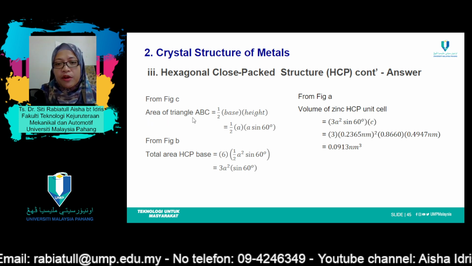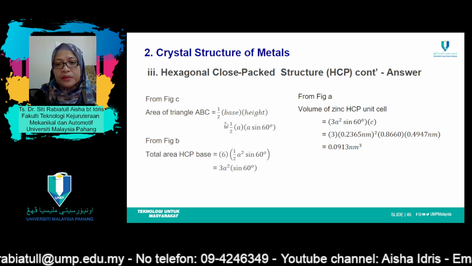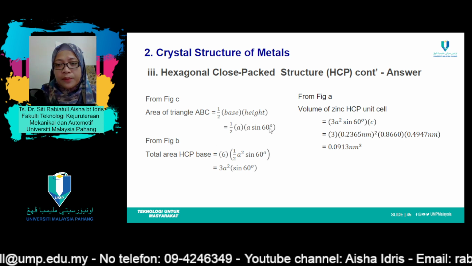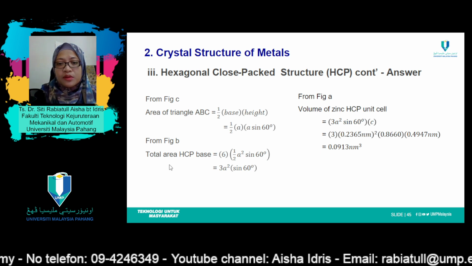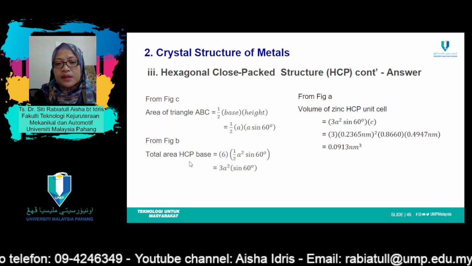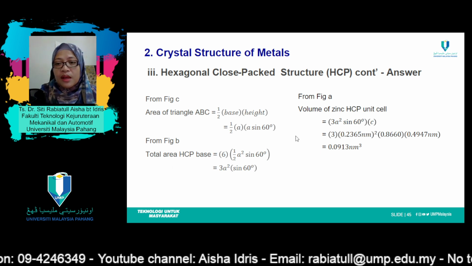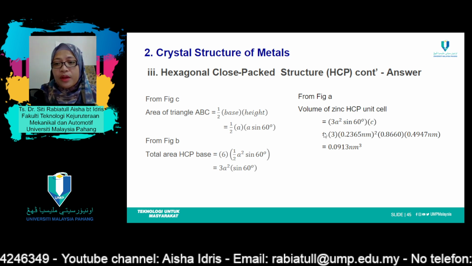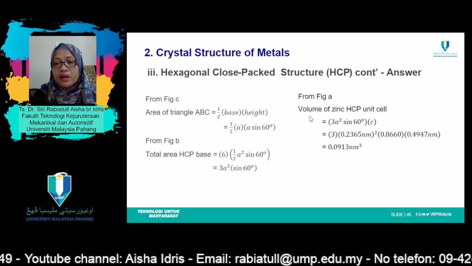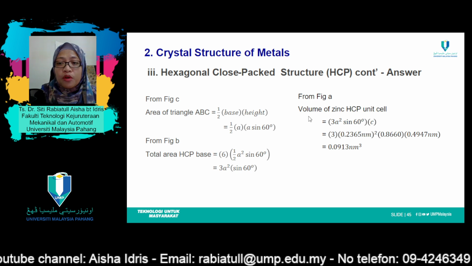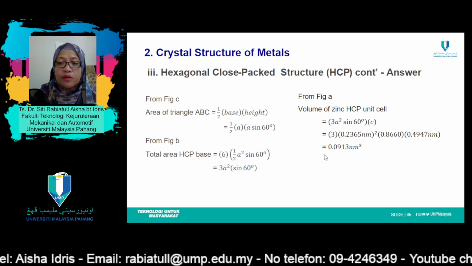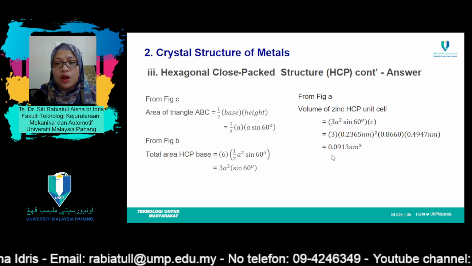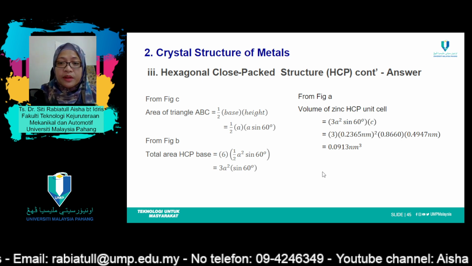Let's see the calculation. Again, the area of triangle ABC, you should be able to get this data. Then multiply by 6, because the total area for the HCP base equals 6 triangles. Then multiply by its thickness, because we want to find the volume. Finally, you should be able to get the value of 0.0913 nanometer cubed.